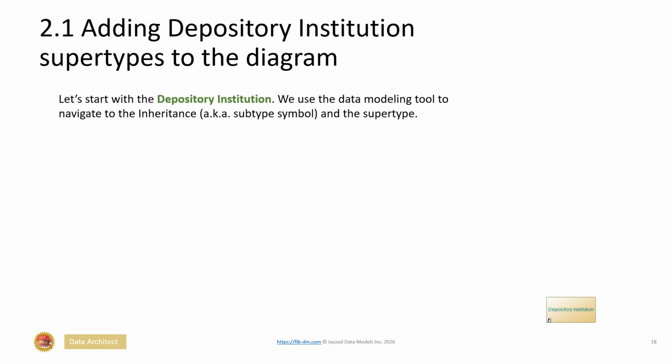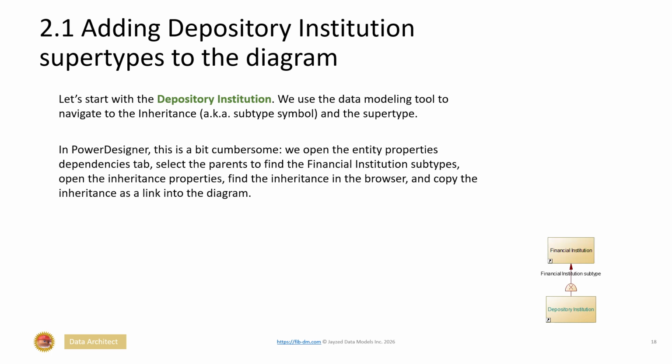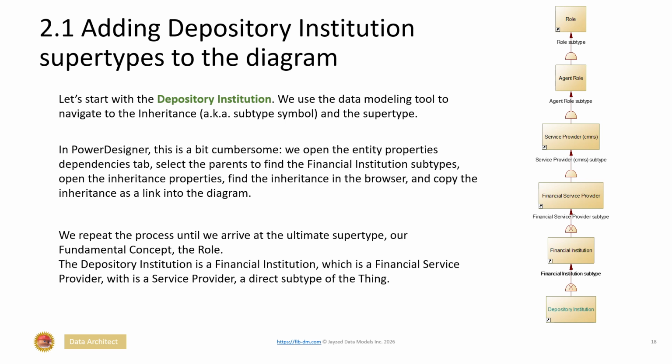In the data modeling tool, we simply navigate the inheritance or the supertype in ERWin. We find that the depository institution is a financial institution. Then we move on and continue the exercise, adding financial institution to our scope, and then we follow this all the way up via financial service provider, agent, and role.